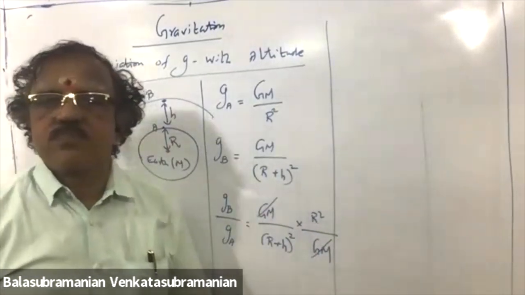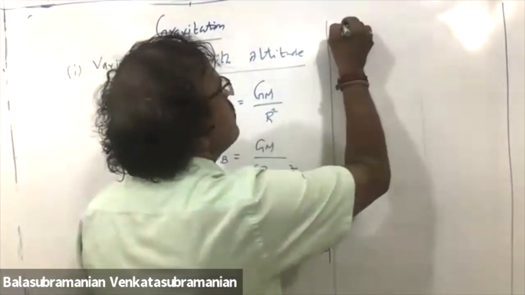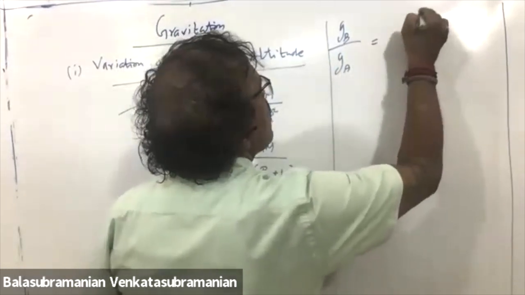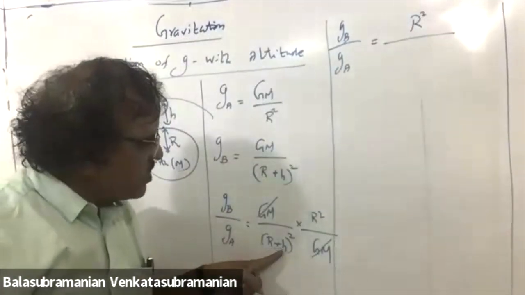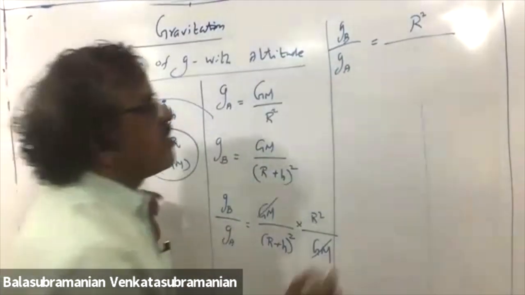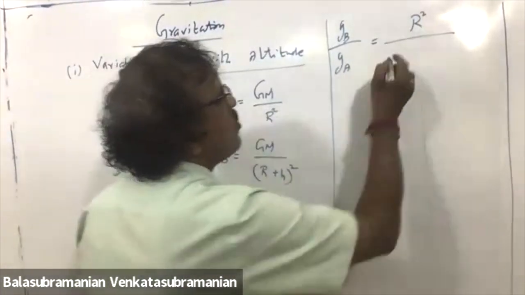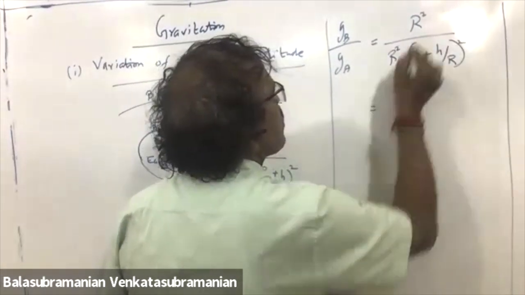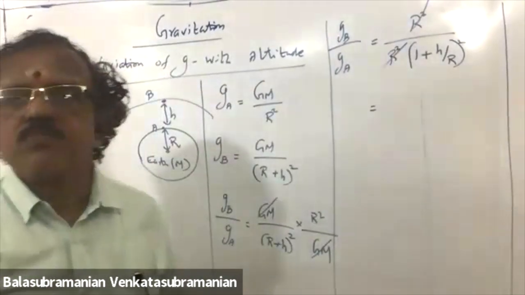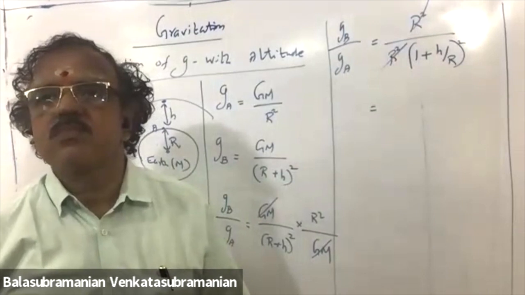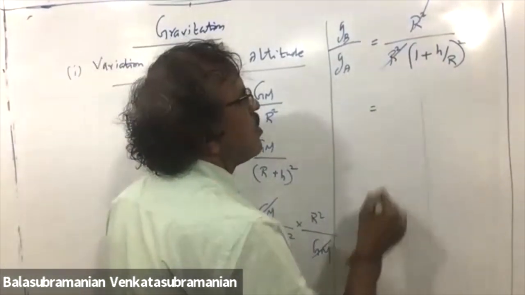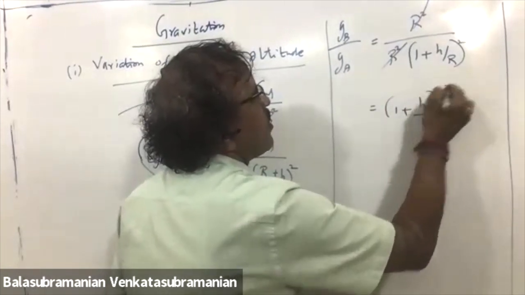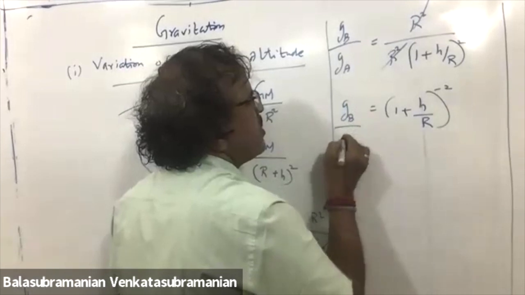Cancel. g B by g A is R square by R plus H whole square. You take R outside, so here you have a square, so R square will come out. 1 plus H by R the whole square. Cancel. Take this to numerator, you will get g B by g A is 1 plus H by R whole power minus 2.